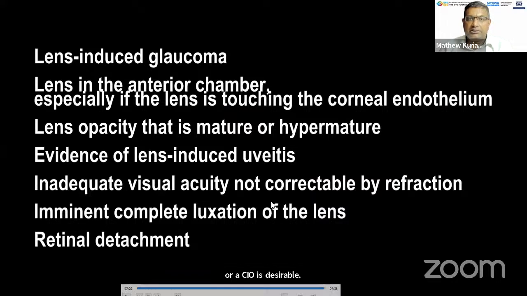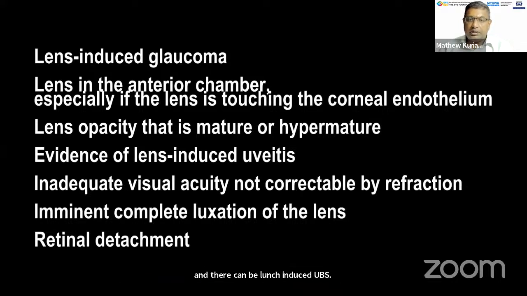Finally, the complications: lens-induced glaucoma can happen. The lens can come into the anterior chamber, especially if the lens is touching the cornea. Then there can be decompensation. Lens opacity can be mature or hypermature, and there can be lens-induced uveitis. There can be inadequate visual acuity, not correctable by refraction. There can be incomplete luxation of the lens, and in myopes, retinal detachment is always a problem. Thank you very much for this opportunity.